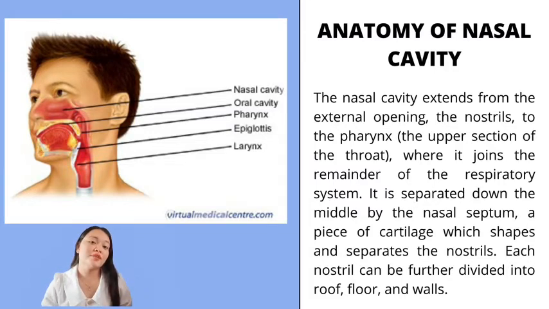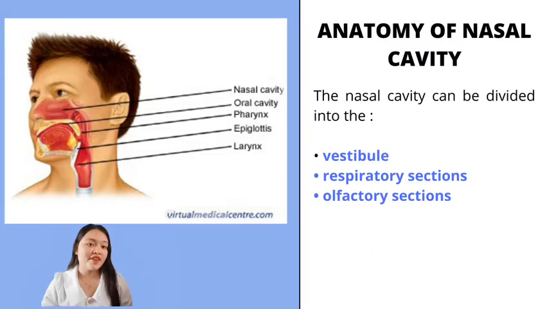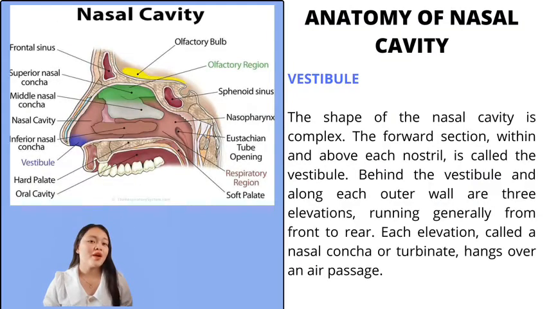Each nostril can be further divided into roof, floor, and walls. The nasal cavity can be divided into the vestibule, respiratory, and olfactory sections. So let's start with the vestibule. The shape of the nasal cavity is complex. In the blue color of the photo, we can see the vestibule, the forward section within above each nostril. It is called the vestibule.